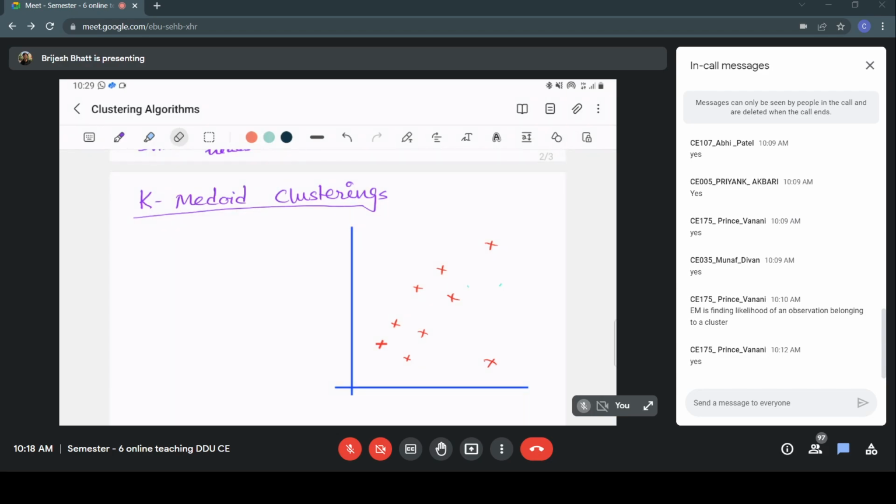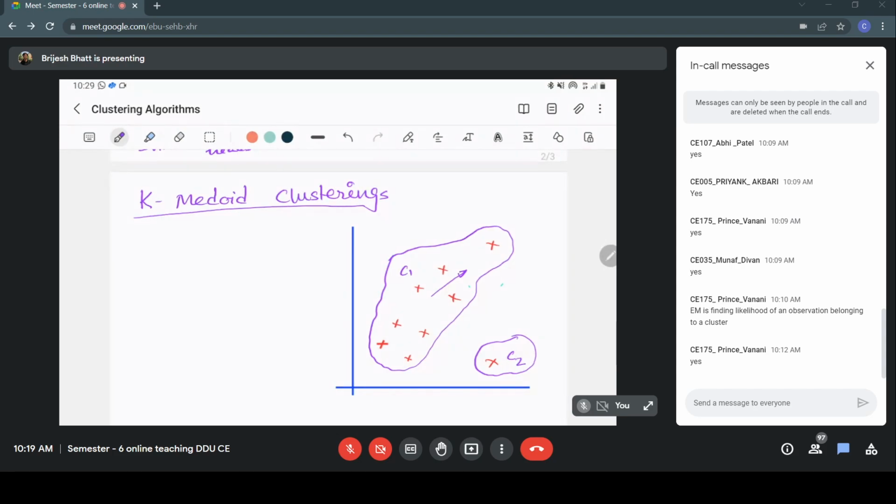So let's see how it works. Again, let's take the same example. We have selected this as C1 and this as C2. So in the first iteration, you assign data points to the nearest cluster, and after iteration 1, your cluster would be something like this. Last time our argument was that after the first iteration, the mean would shift towards this side.